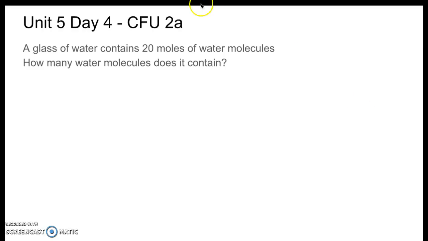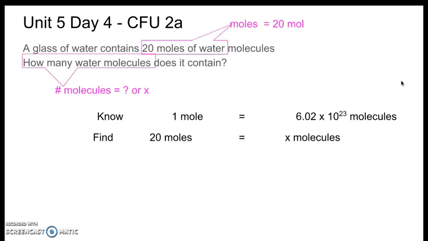This is CFU 2A from the Unit 5 Day 4 packet, and it reads, a glass of water contains 20 moles of water molecules. How many water molecules does it contain? So as with anything, I want you to begin by annotating the information. This value here, 20 moles, tells us the moles is equal to 20. And notice that the unit for moles is MOL. We basically just drop off the E. And how many water molecules does it contain? So we're looking for the number of molecules.